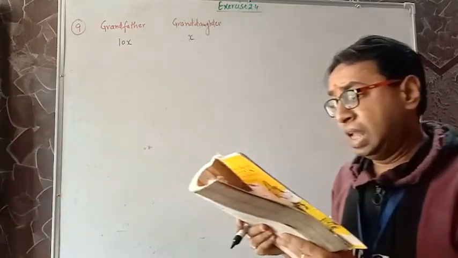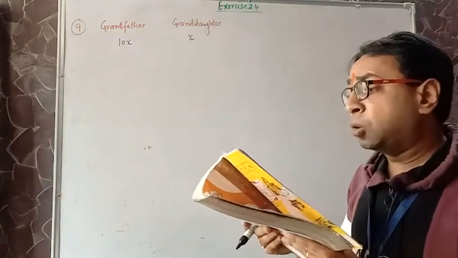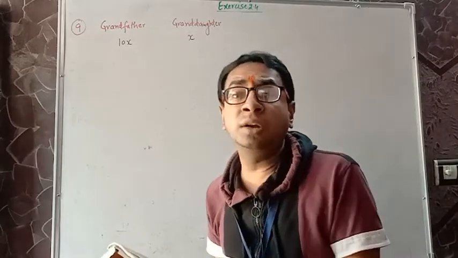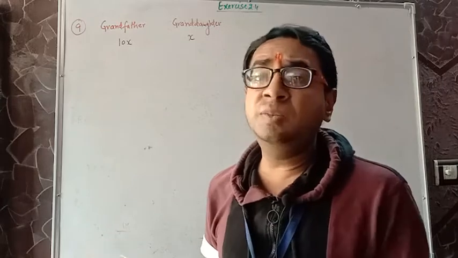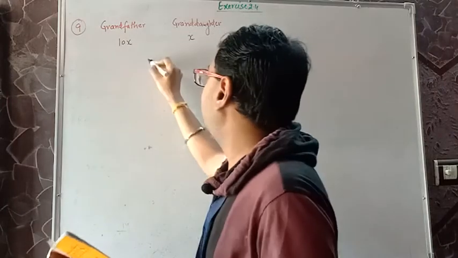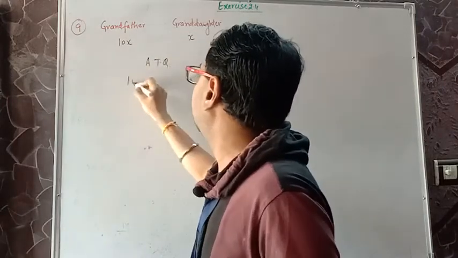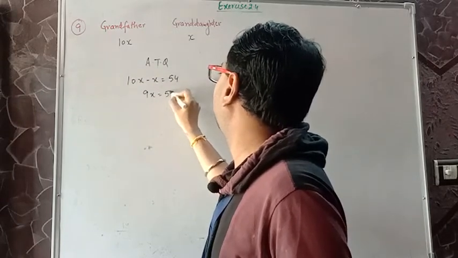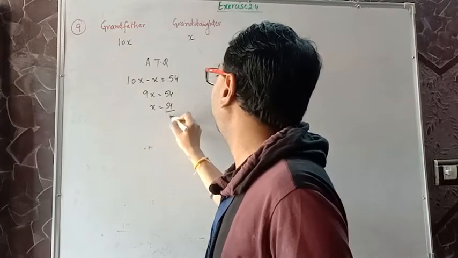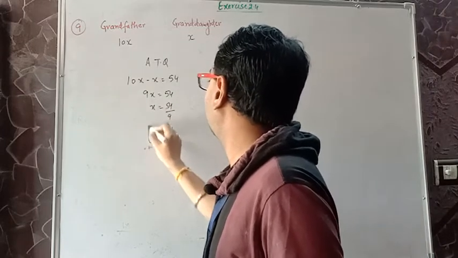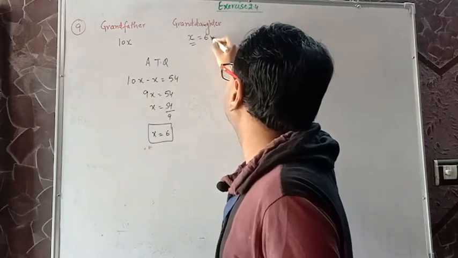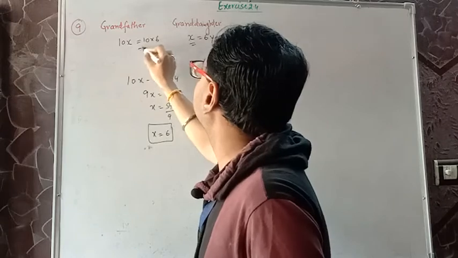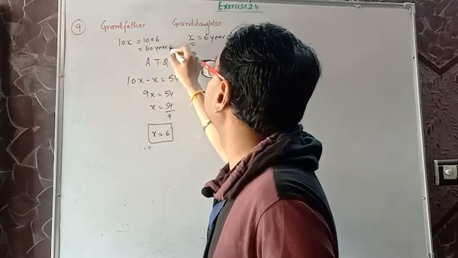Clear? He is also 54 years older than her. The next condition means the difference between their ages is 54. So according to the question, 10x minus x is equal to 54. 9x is equal to 54. X is equal to 54 upon 9. X is equal to 6. Therefore, granddaughter is 6 years old, and grandfather is 10 into 6, that is 60 years old.